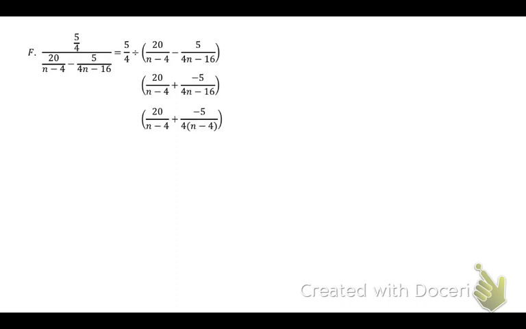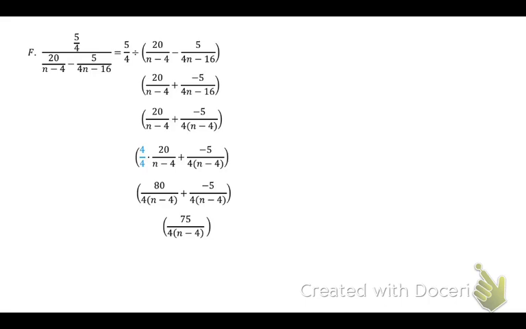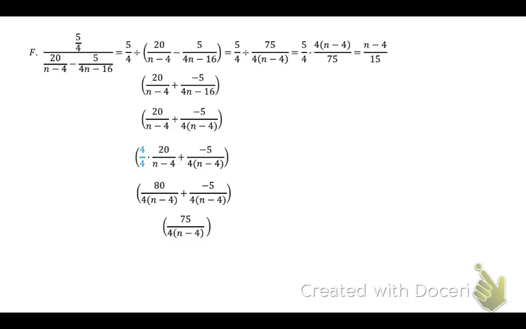Then I'm going to factor that bottom, 4n minus 4. So that first fraction is just missing the 4. So that's going to be 80 over 4 times n minus 4 plus negative 5 over 4 times n minus 4, which is 75 over 4 times n minus 4. And I'm going to plug that back in up there. So I have 5/4 divided by 75 over 4 times n minus 4. Flip that second fraction, and I'm left with n minus 4 over 15. Because these n's right here cancel, 5 goes into 75 15 times, and then that n minus 4 stays.